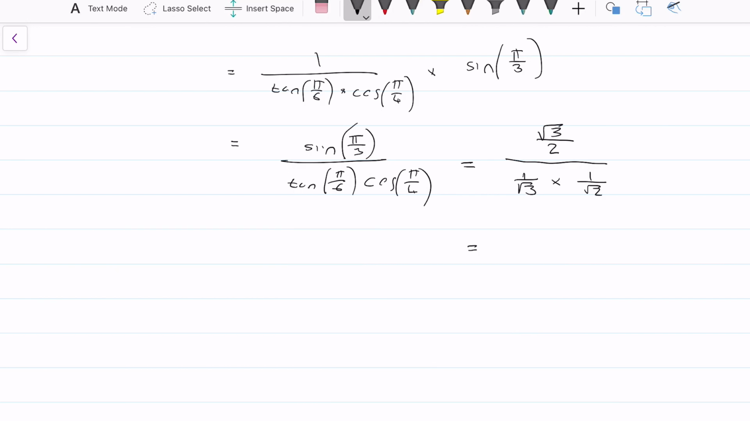Okay, so moving on, we have square root 3 over 2 times, and I'm going to multiply this, so we get square root of 3 times square root of 2 over 1, which is equal to 3 square root of 2 over 2. Okay, good stuff. And that is your final answer.